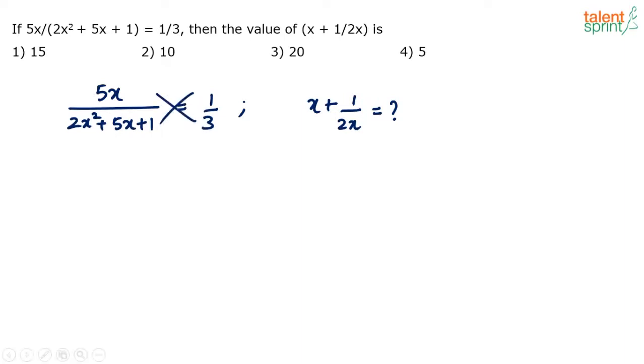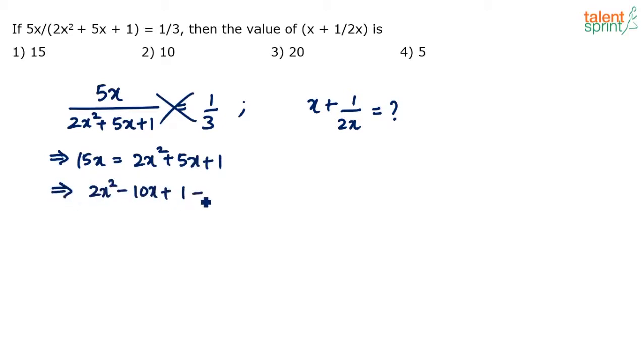So first step is to cross multiply. Let's just cross multiply. What do we get? 3 times 5x, 15x equals 2x squared plus 5x plus 1. I would suggest that you avoid this step and directly write the next step here, like 2x squared minus 10x plus 1 equals 0, right? 2x squared minus 10x plus 1 equals 0.